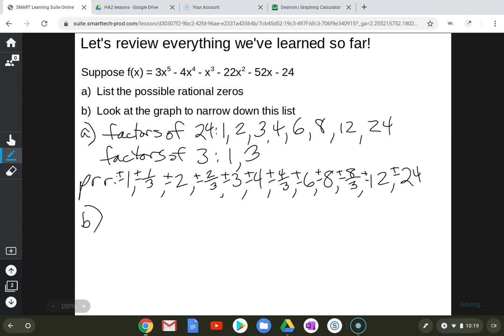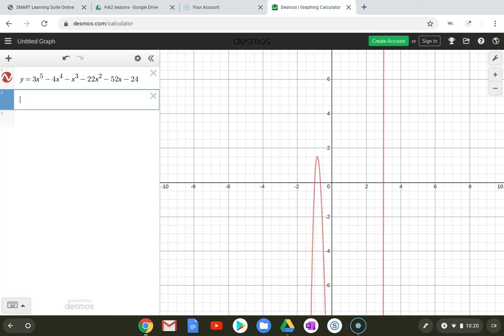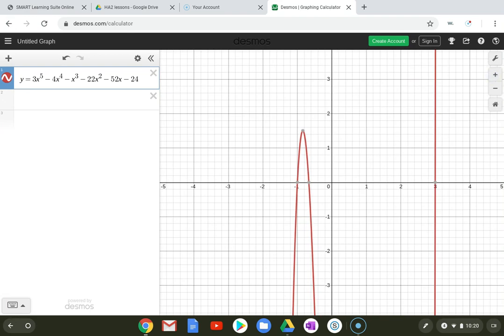Part B says to look at the graph to narrow down this list. So I've graphed this function in Desmos, and if we take a look at the graph, there's some obvious integer zeros. We've got one at -1, and then we have one at 3. There is another 0 somewhere between 0 and -1. Looks like it's somewhere between -0.5 and -1. If we were to narrow it down a little bit, zooming in, you can see that a little bit better. So there's -1, there's our 3, and then this 0, which I'm not going to click on because we're going to use our possible rational roots for that.